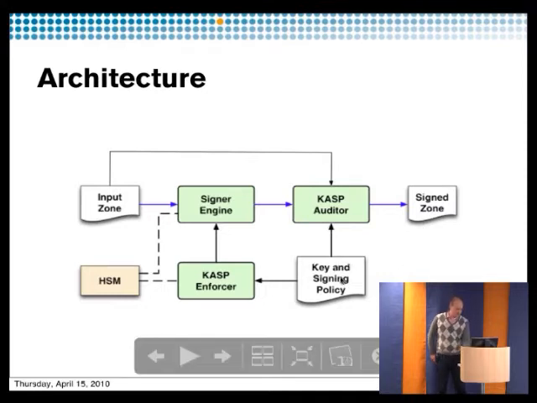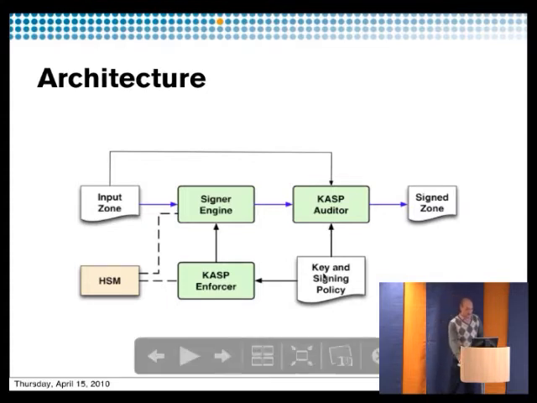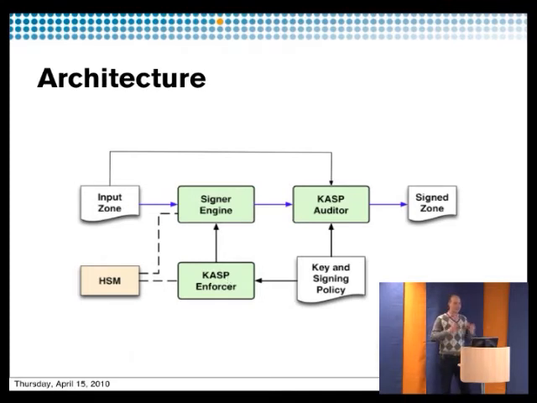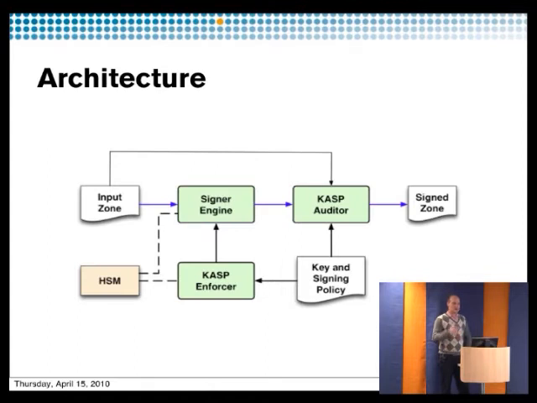But you also provide your policy, which is the so-called KASP, or key and signing policy. It's an XML file where you specify all the parameters that you want the system to use. And this one is delivered to the KASP Enforcer, which takes the policy and makes sure that OpenDNSSEC handles the system according to the policy, which includes, for instance, creating keys in the HSM, and also telling the signer engine that you should create signatures that look like this, and you should use this key to sign the zone.